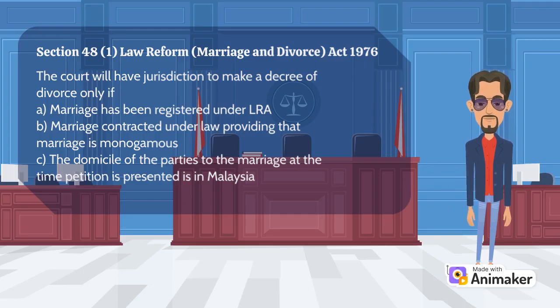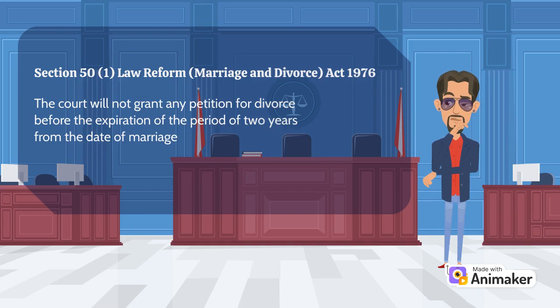Section 48 Clause 1 of the LRA provides that the court will have jurisdiction to make a decree of divorce only if A. The marriage has been registered or deemed to be registered under the LRA, or B. The marriage between the parties was contracted under a law providing that, or in contemplation of which, marriage is monogamous, and C. The domicile of the parties to the marriage at the time when the petition is presented is in Malaysia. Section 50 Clause 1 states that the court will not grant any petition for divorce before the expiration of the period of 2 years from the date of their marriage.